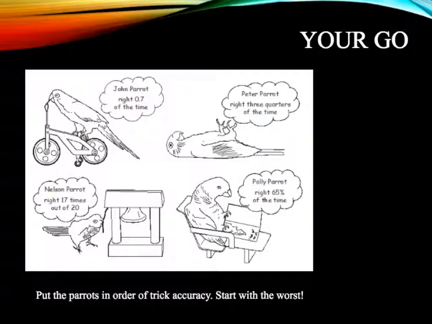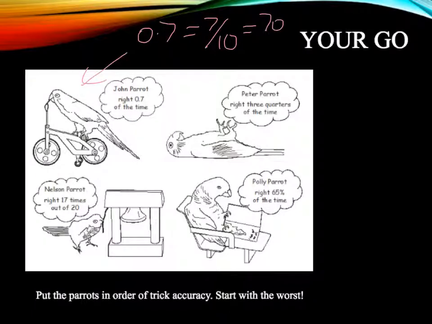Okay, so I'm hoping that you've put all these into something that's equivalent. Personally, again, I'm going to look for percentages. Let's look at John Parrot first. Here he is on his little bike. John Parrot was 0.7. That's 7 in the tenths column of our decimals, which is the same as 70%. Or from here you might have gone to 7 over 100, 70 over 100.